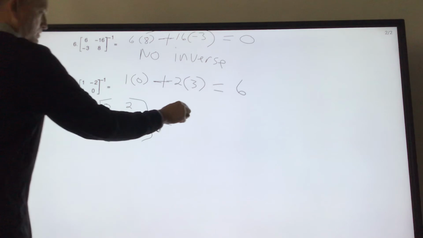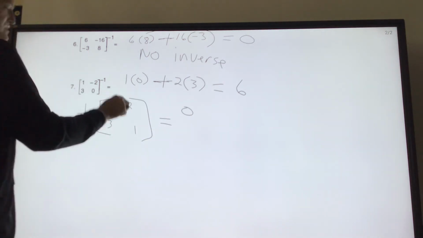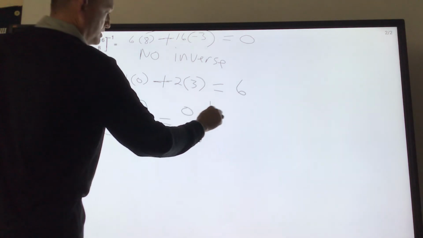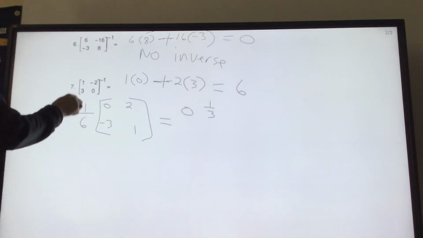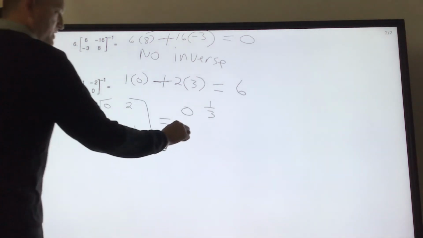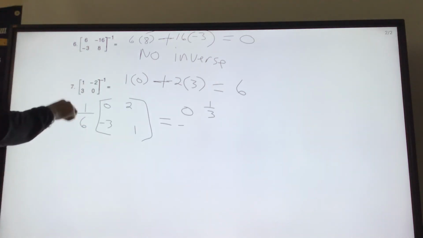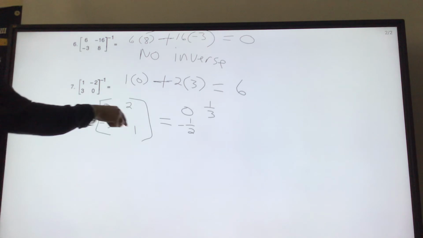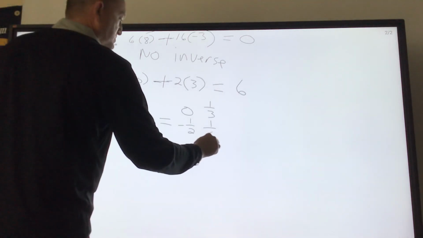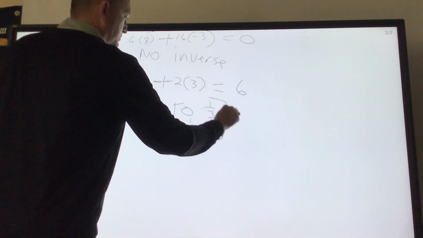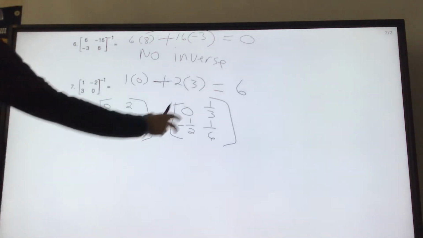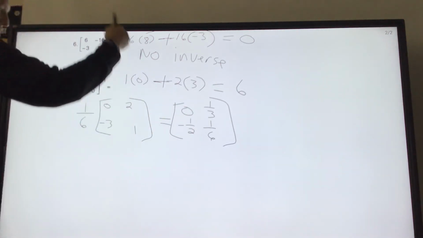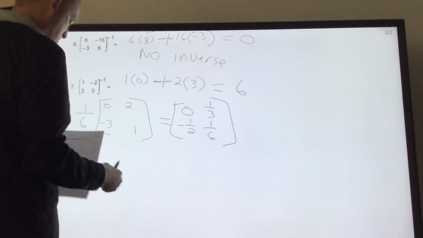1/6 times 0 is 0. 1/6 times 2 would be 2 over 6, which reduces to 1/3. 1/6 times negative 3 is a negative 3 over 6, which is negative 1/2. 1/6 times 1 is 1/6. This one here is the inverse of that. Multiply that by that, I would get that 1, 1, and the rest zeros.